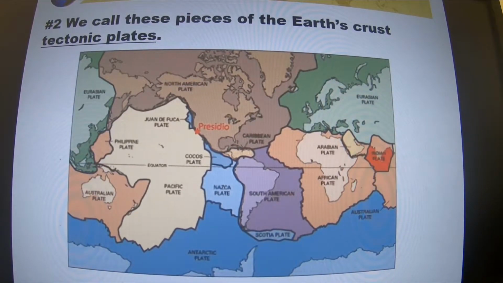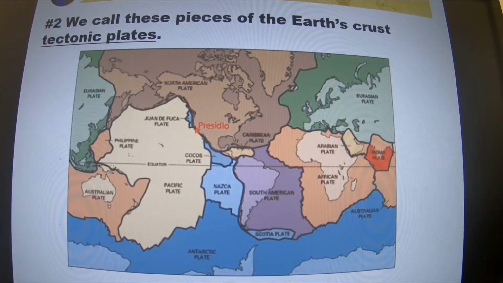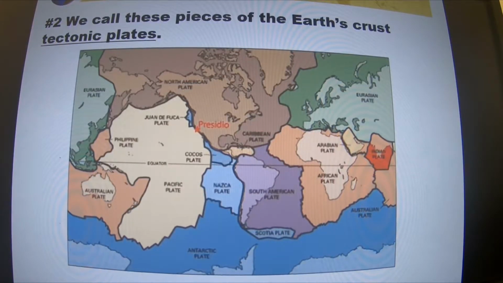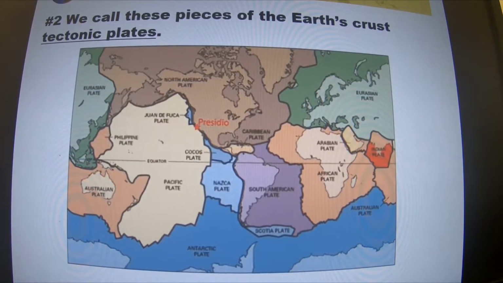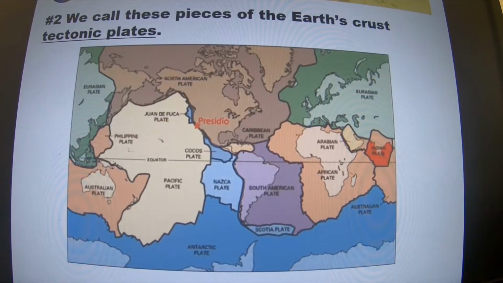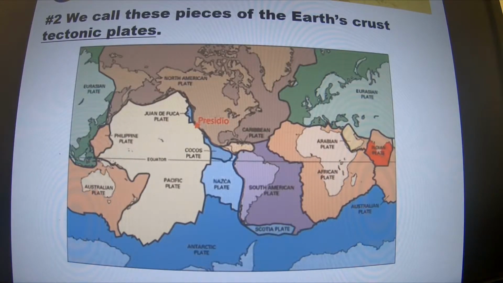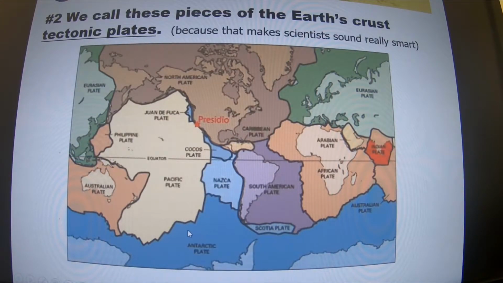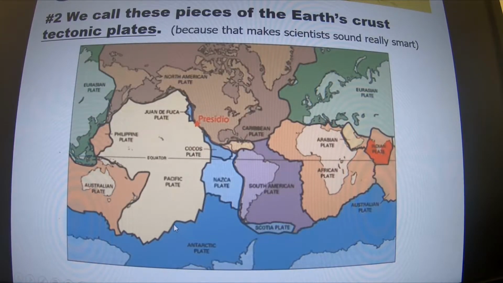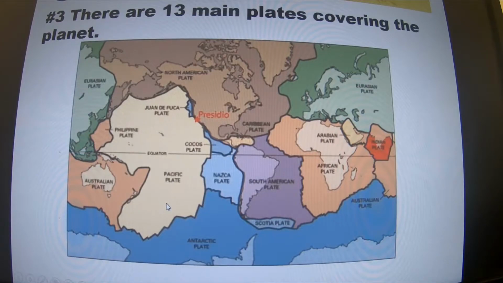So the second thing we know is that we call these pieces of the Earth tectonic plates. When we talked about earthquakes in the very first lesson and someone said, well, it's tectonic plates moving around, that's right. And the Earth is filled with them. These big puzzle pieces of our crust are called tectonic plates. And as you can see, there are some larger ones, some smaller ones. Because tectonic plates sounds better than puzzle pieces. Makes scientists think they're smart, which they are.